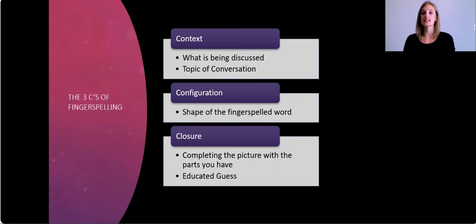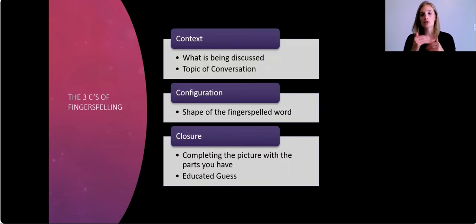And then our last C is closure. Similar to when you have some of the letters in the blanks and then you're filling in the rest, closure is completing the picture with the parts that you already have. So if you have the context, you saw that it's a long word and you got some of the letters, then now closure is there to watch it again. You can ask for clarification, see it again, and fill in those blanks. And then sometimes you do have to just take an educated guess. But those 3 C's will help you.